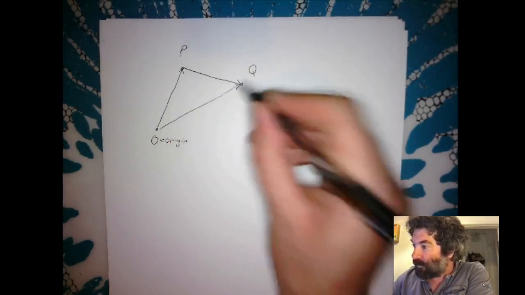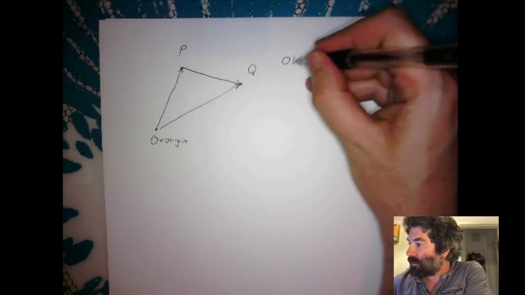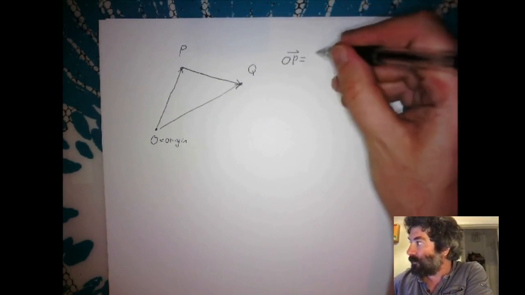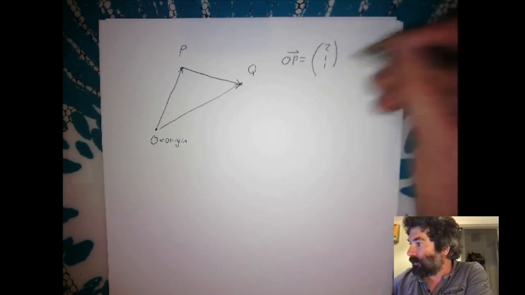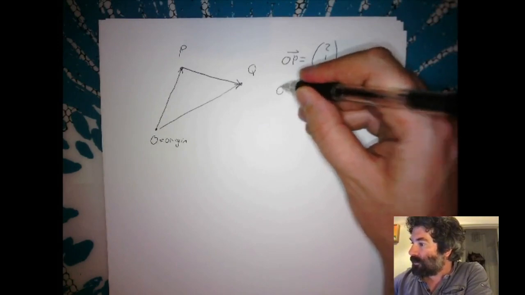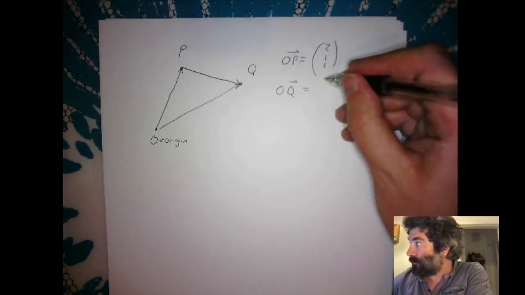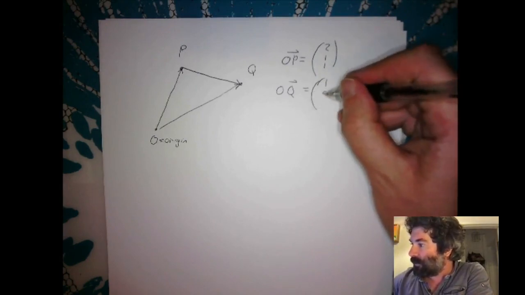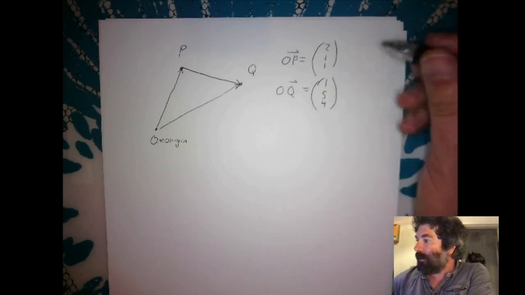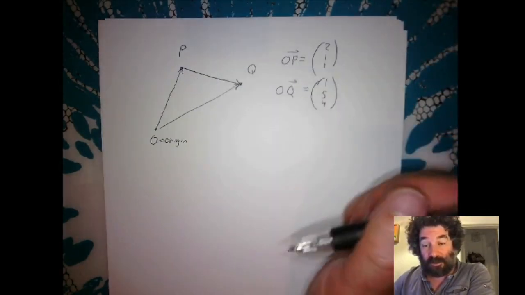The vector from the origin to Q. And so the vector from the origin to P is the position vector of P, which was given as 2, 1, 1. The vector from the origin to Q is the position vector of Q, which was given as 1, 5, 4. And this is the vector from the head of P to the head of Q.